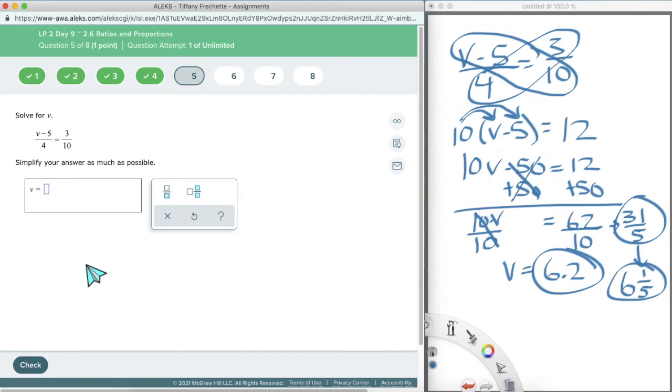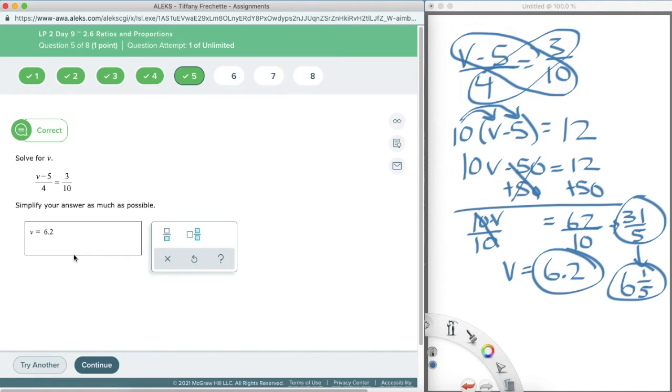So let's see, will they let us type in 6.2? They did. So they let me put in the decimal there. Be careful, though, if you have a rounding issue, don't do any rounding on this one. So if you get a weird decimal that's not terminating, I would not use the decimal form. I would use the fraction form. So just be very, very careful about that if it doesn't tell you to round anything.